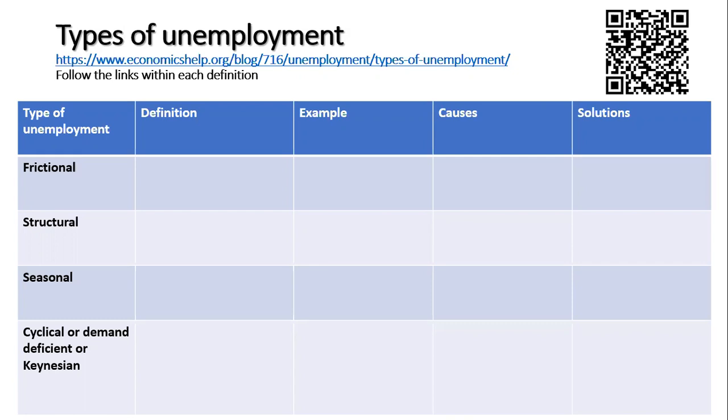Access the QR code, pause the video, and I want you to read the attached article, and for each one of the types of unemployment, you need to write in the definition, you need to give an example, you need to look at causes, and you need to look at possible solutions to that type of unemployment. So if you want to pause the video now and spend 10 to 15 minutes accessing those, please.